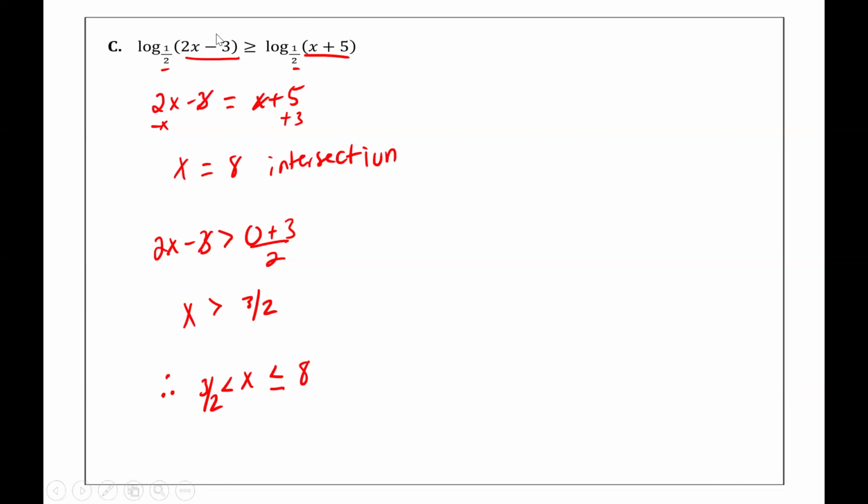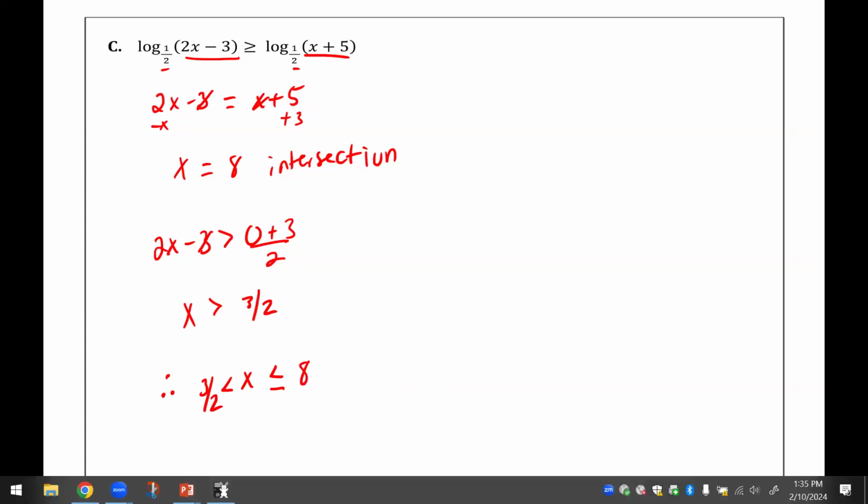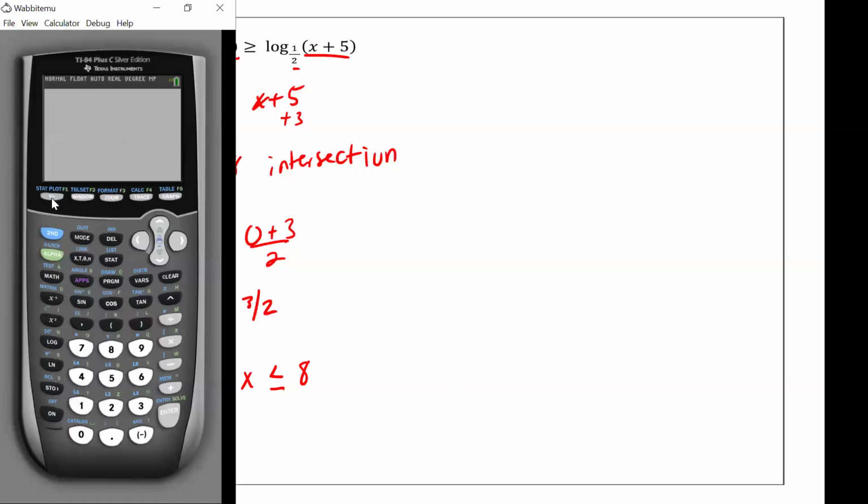And again, it's because b is less than 1 but greater than 0. This just kind of got turned around in my head. So if I go to y equals and I put in log 0.5, and then we have minus 2x minus 3. Then we're going to come down here, math, up. We're going to put in log base 0.5, and we end up with x plus 5.